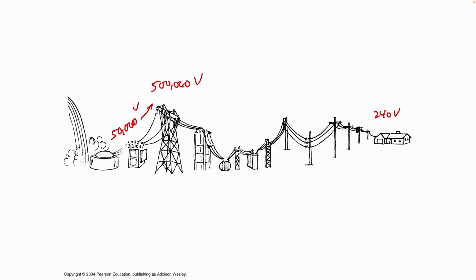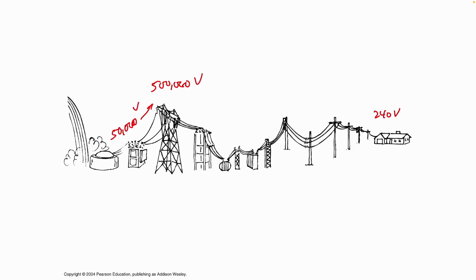Step up transformer, right? It can't be done with DC. Why can't it be done with DC? There's no change in magnetic flux. In order for a transformer to work, you have to have a change in magnetic flux. The only way you can have a change in magnetic flux is if your current is changing, to make that changing magnetic field. And so transformers are a feature of AC only.